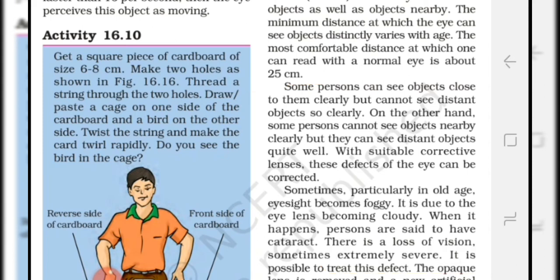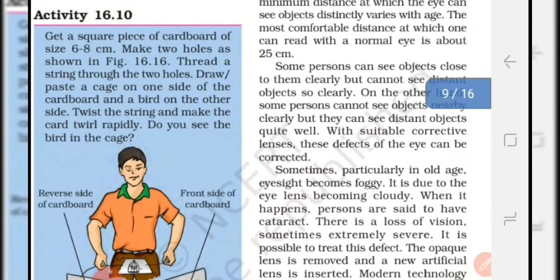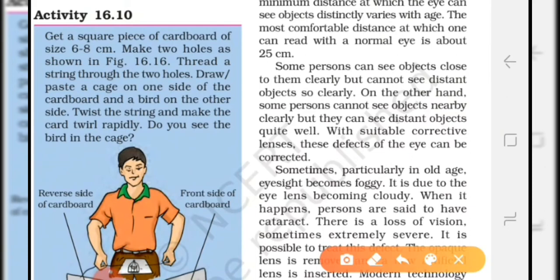Now let us know about the defects of vision. Some people can see objects close to them clearly but cannot see distant objects clearly. This means they can see nearby objects clearly but cannot see far objects. Such a defect is known as myopia. On the other hand, some people cannot see nearby objects clearly but can see distant objects quite well. Such a defect is known as hypermetropia.